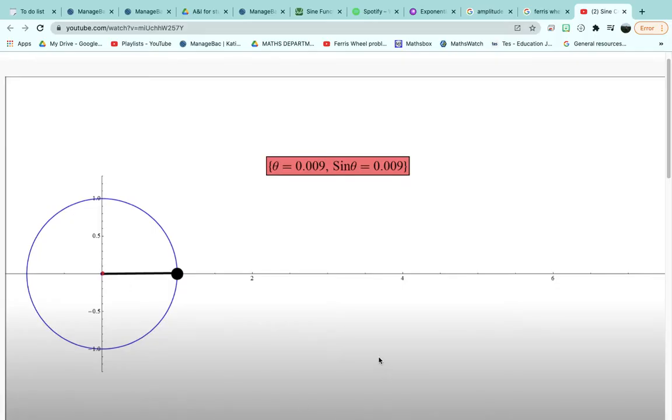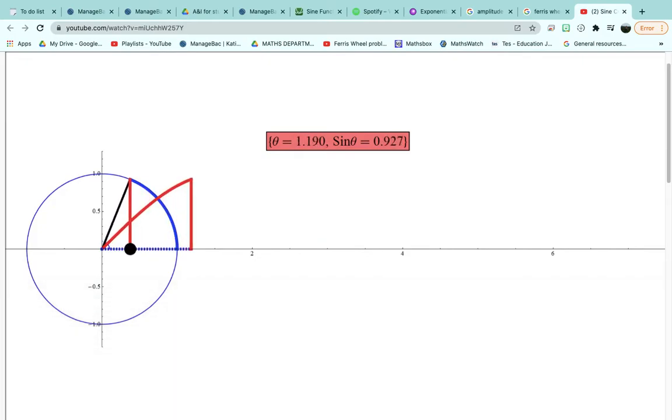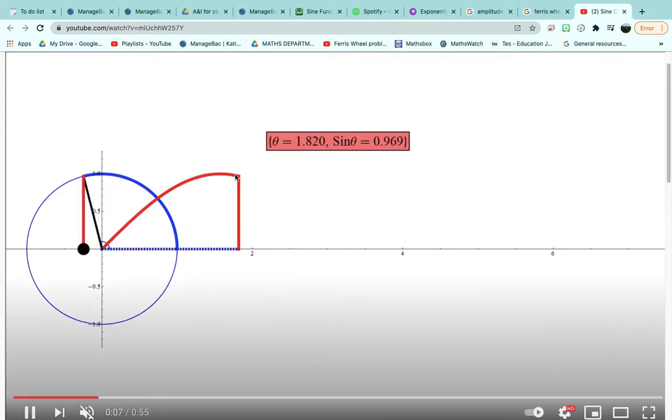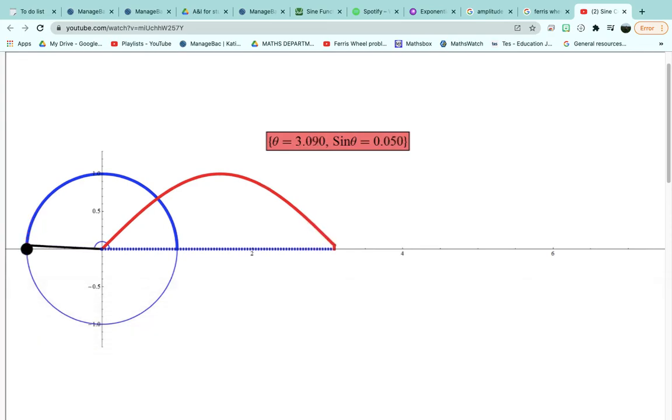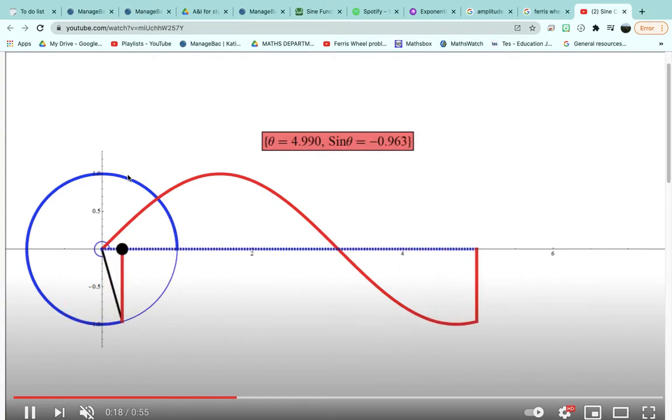Please watch this video and I'll explain how this Ferris wheel is turning into a sine curve. So the sine curve being created is this red curve here. And it's being created based on a capsule in a Ferris wheel in a fairground ride, moving all the way round back to its original position. And now we're going to go backwards.